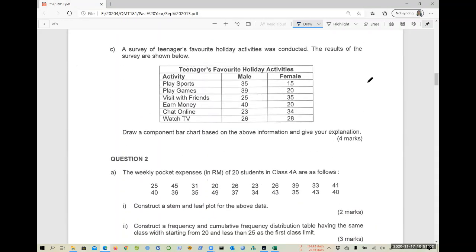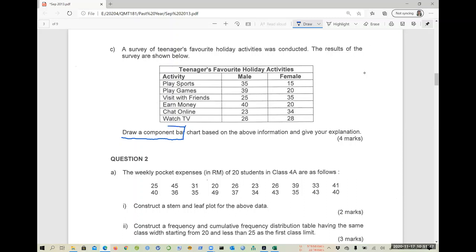Okay, the next one is questions related to chapter 2, that is data presentation. Presenting the data either in a graphical way or in table form. So this is a survey of teenagers' favorite holiday activities that was conducted. The results of the survey are shown below. In this situation, whenever you want to draw a graphical display representing the data given, make sure that you read the instruction correctly. So here they ask you to draw a component bar chart.